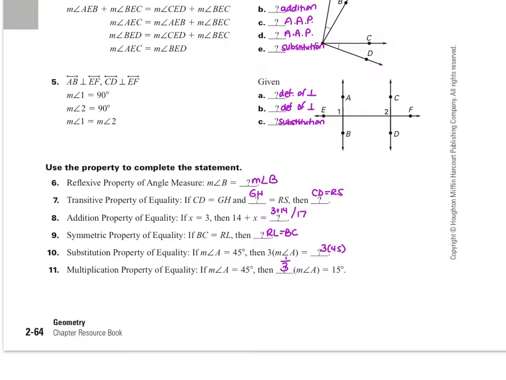And substitution, if the measure of angle A is 45, then 3 times angle A would equal 3 times 45. Yep. 3 times 45, or could you just actually do 3 times 45? I'd give it to you if you actually multiplied it out. It's okay. So then 11, multiplication, if the measure of angle A is 45, and then you got to 15, dividing by 3 is the same thing as multiplying by a third. So remember, if it's multiplication, you would want to do 1/3. Question on any of those?